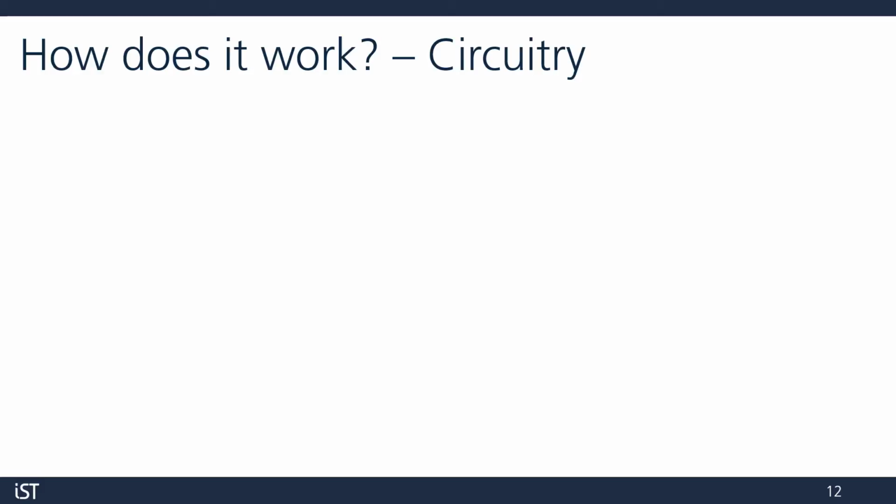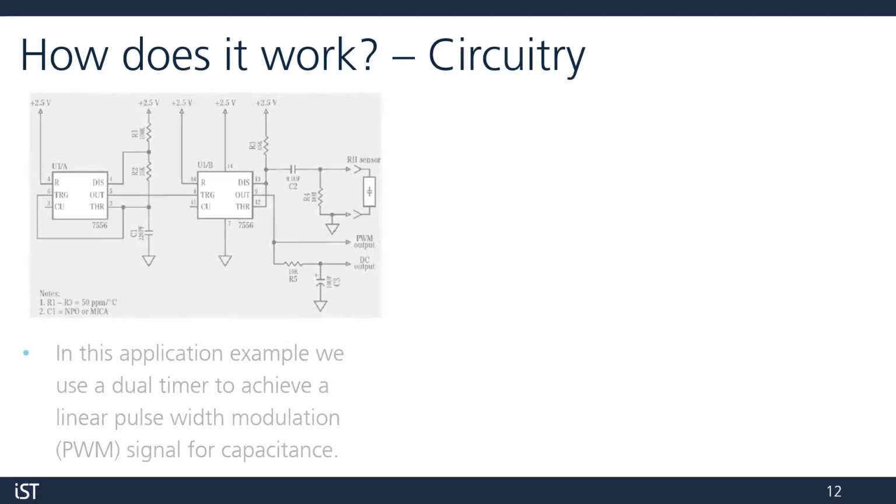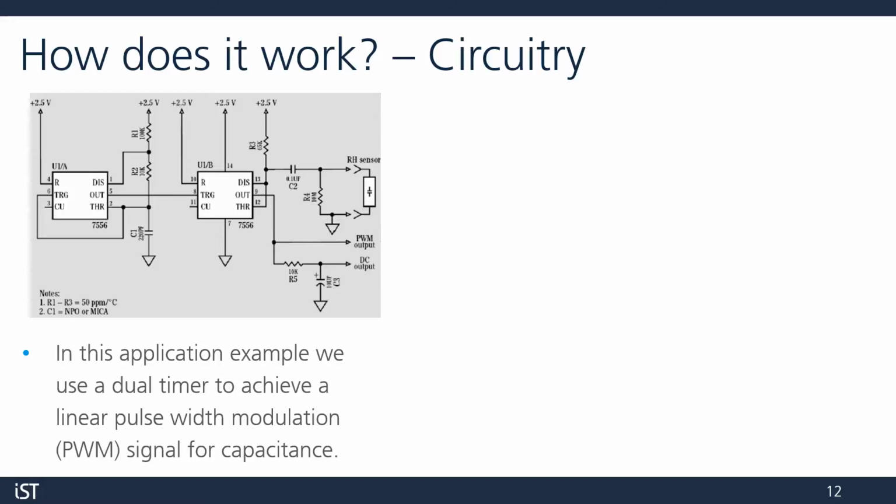So how are we usually capturing this? Here's an example circuit where we use a dual timer to obtain a linear pulse width modulated, or PWM, signal for our capacitance.